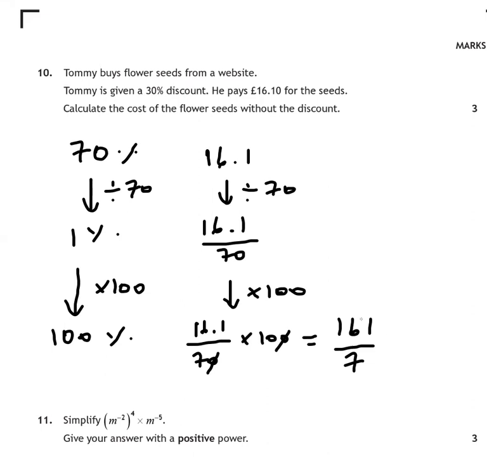And then this would actually simplify. So you can actually divide 161 by 7. So it would just be 23.